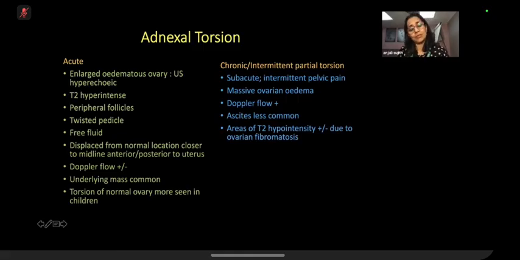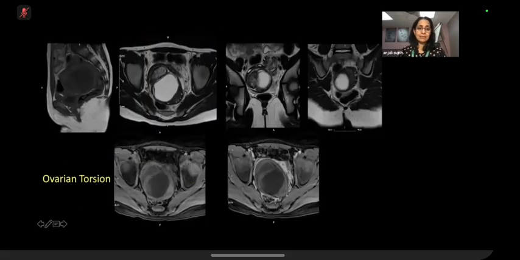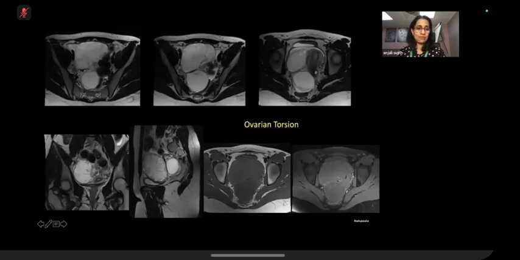Now, chronic or partial or intermittent torsion is another entity where the patient presents with acute pain and then they'll be all right. The same happens again. And so as a result of this, the ovary again enlarges. There will be massive ovarian edema. Usually you will have Doppler flow. Okay. So this is an image of ovarian torsion.